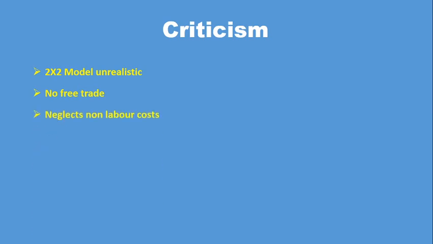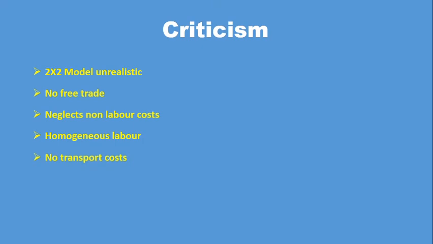Next is neglects non-labor costs. This theory is based on labor as the only one factor of production. The production cost includes not only labor cost but also non-labor cost. Next is homogeneous labor. The labor cost theory is based on the assumption of homogeneous labor. This cannot be true because labors are heterogeneous. It is different in kind, grade, specialization, etc.